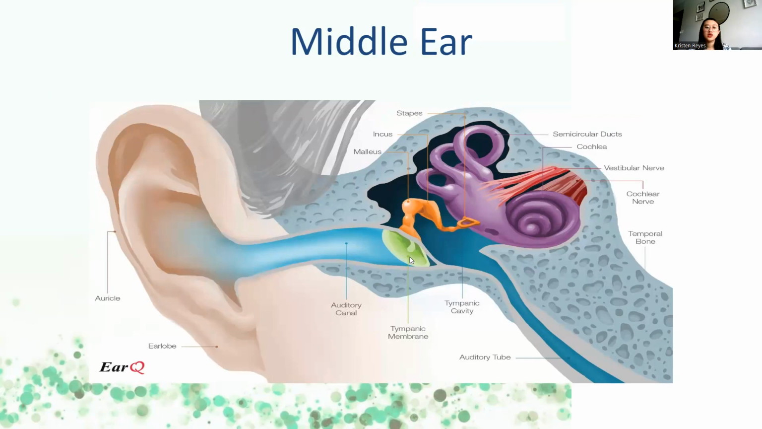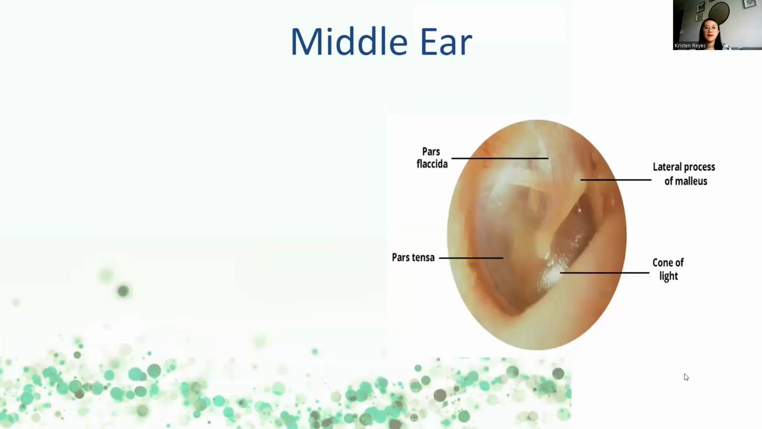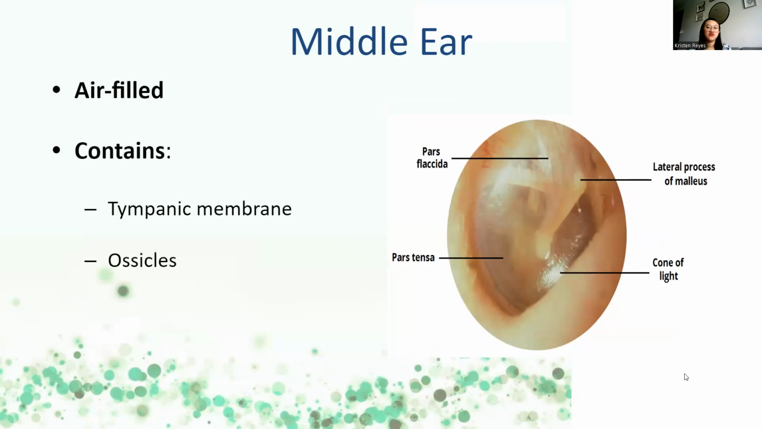Okay, so the middle ear is composed of your tympanic membrane, your ossicles, meaning the malleus, incus, and the stapes, the bones in the middle ear. Okay, and the tympanic cavity, which is actually connected to your auditory tube, which is connected to the nose. So the middle ear is air-filled. It contains the tympanic membrane and the ossicles. So this is the appearance of a normal tympanic membrane. No, it's pearly gray with a cone of light. Okay, you can easily visualize the handle of the malleus and even the lateral process of the malleus.